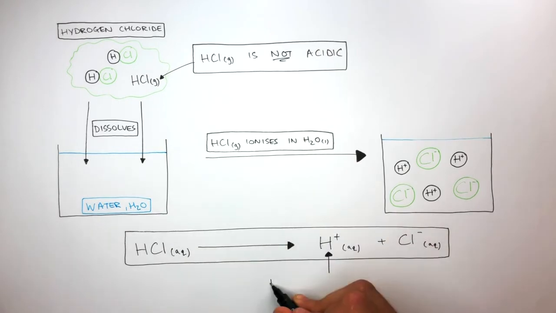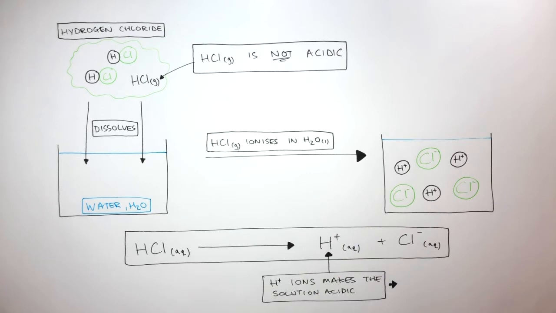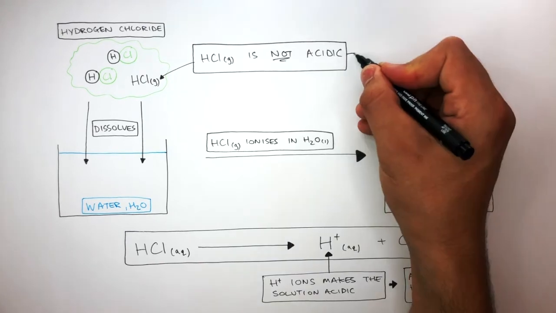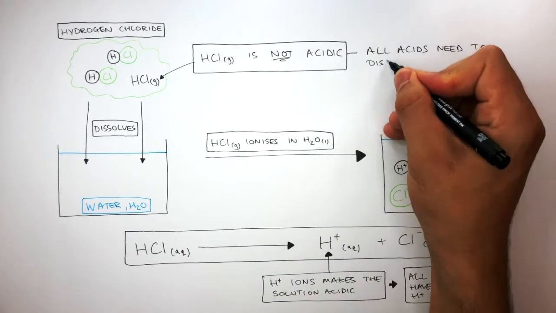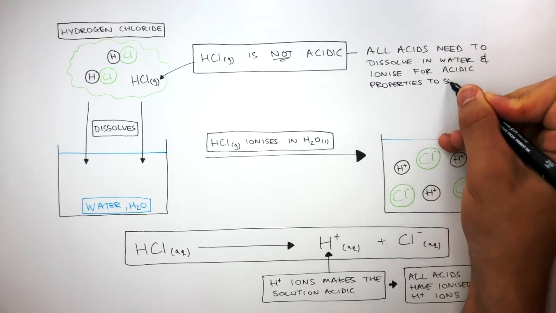Now you need to understand that the hydrogen chloride gas is not acidic. It's actually the H+ ions that make the solution acidic. So therefore, all acids have ionized H+ ions in the solution which are free to move. Therefore, all acids need to dissolve in water and ionize for the acidic properties to show up.